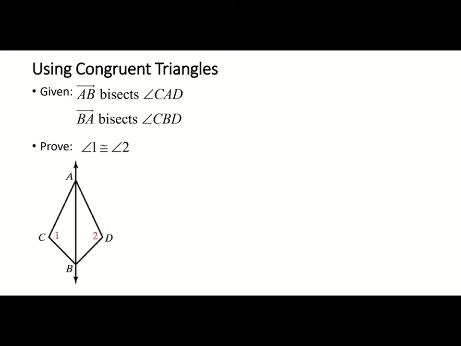All right, so we are going to start and look at a proof. This proof says that we are given ray AB, so this ray right here, bisects angle CAD, so this angle up here. And then we also know that ray BA, so going from here up, bisects angle CBD. And we want to prove that angles 1 and 2 are congruent.